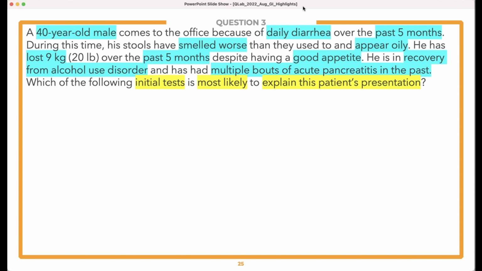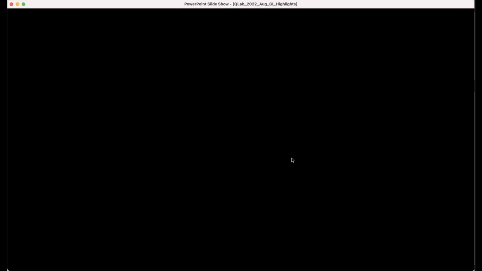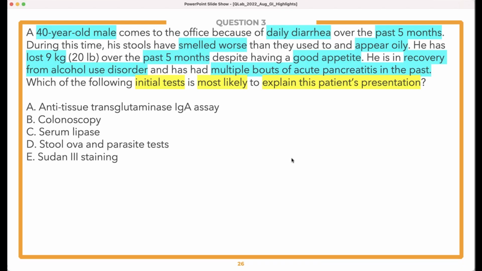So let's go ahead and take a look at those answer choices. Once again, we'll start at the bottom and work our way up to the top. Answer choice E, Sudan 3 staining. D, stool ova and parasite tests. C, serum lipase. B, colonoscopy. And A, anti-tissue transglutaminase IgA assay.